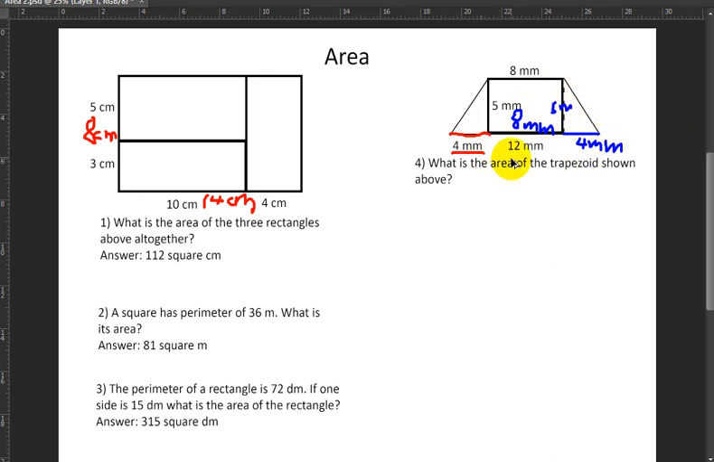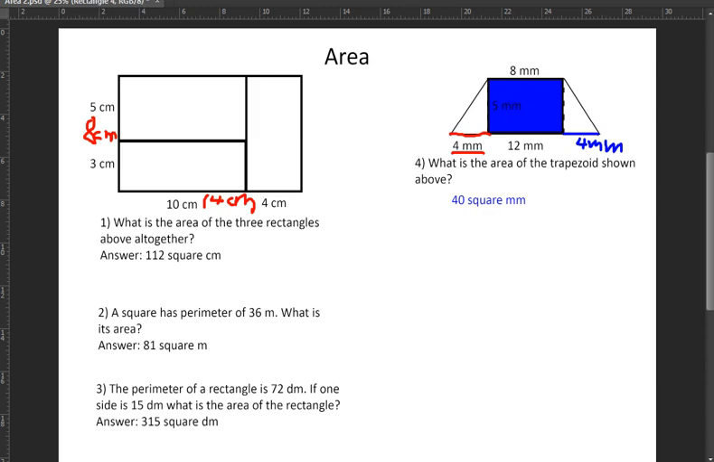So let's start with the rectangle, which is easiest. I'm going to do 8 times 5. Well, I don't even need to write that vertically. I know that the product of 8 and 5 is 40. So this entire blue thing in here is going to be 40 square millimeters. Okay, great.